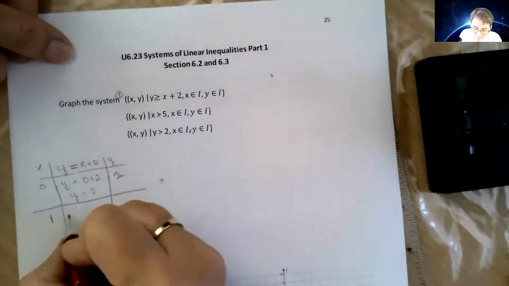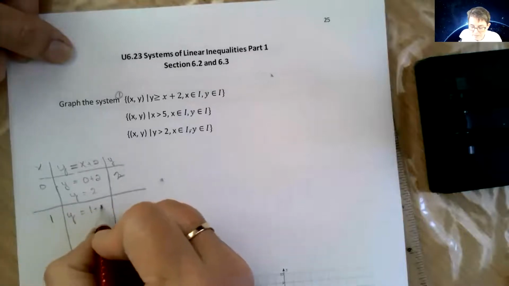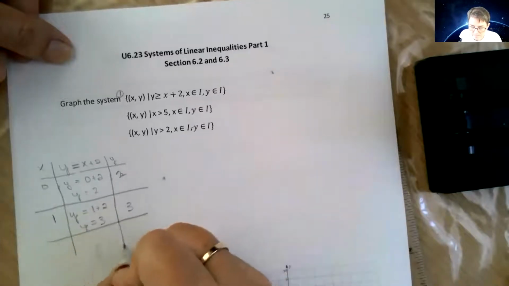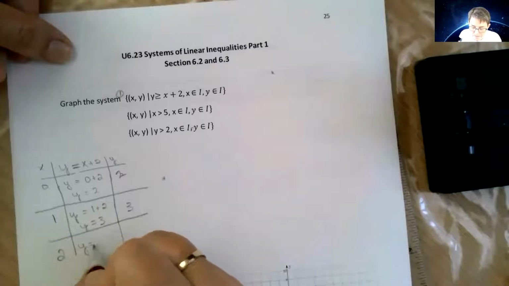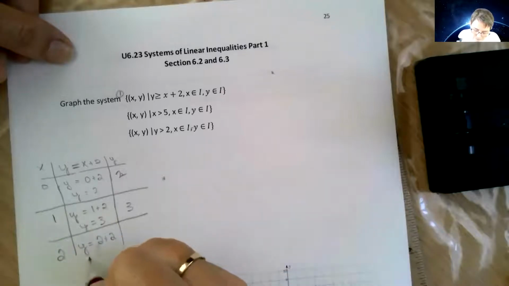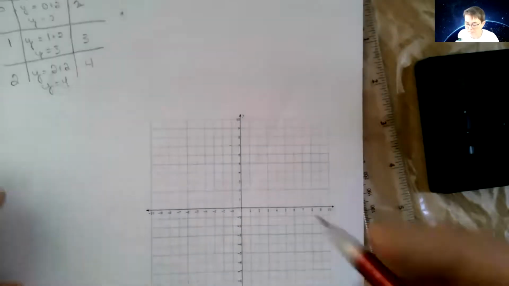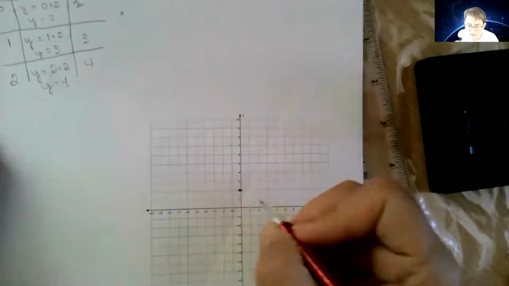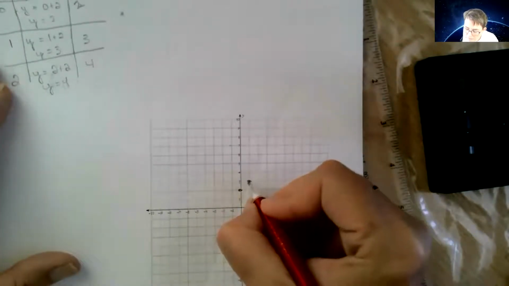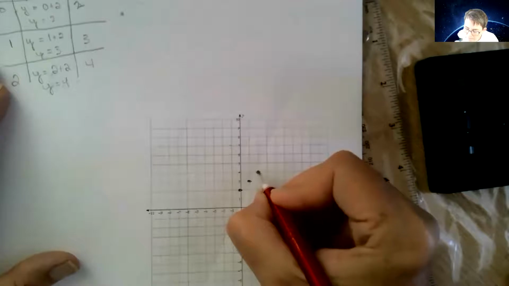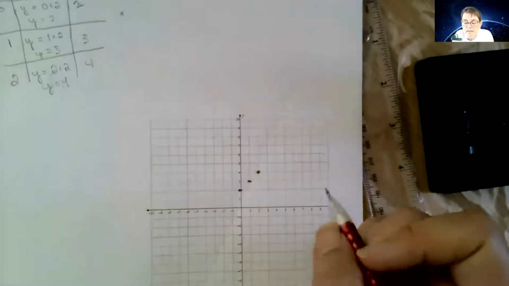So 1. y is equal to 1 plus 2. y is equal to 3. And 2. y is equal to 2 plus 2. y is equal to 4. So 0 and 2, 1 and 3, and 2 and 4. All right, so my points are in a nice line now.